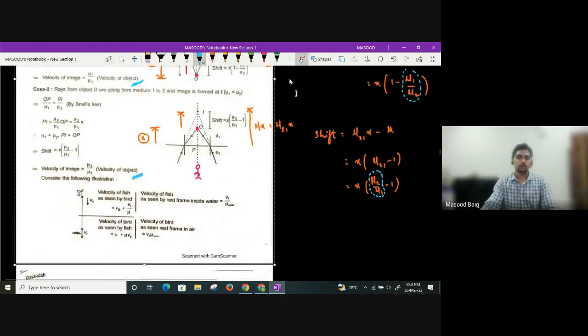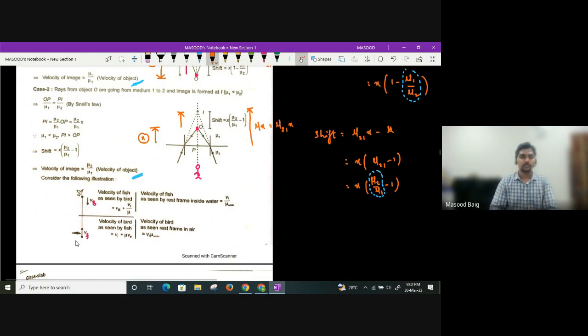Right. In the same manner, you have one more case there. So they're asking, consider the following illustration they have given. The bird is given and fish is given, guys. Fish is moving towards the interface with speed vf, and bird is moving with speed vb. So what are they asking? Velocity of fish as seen by the bird and velocity of fish as seen by rest frame inside the water they are asking. Okay, how will you basically understand this?